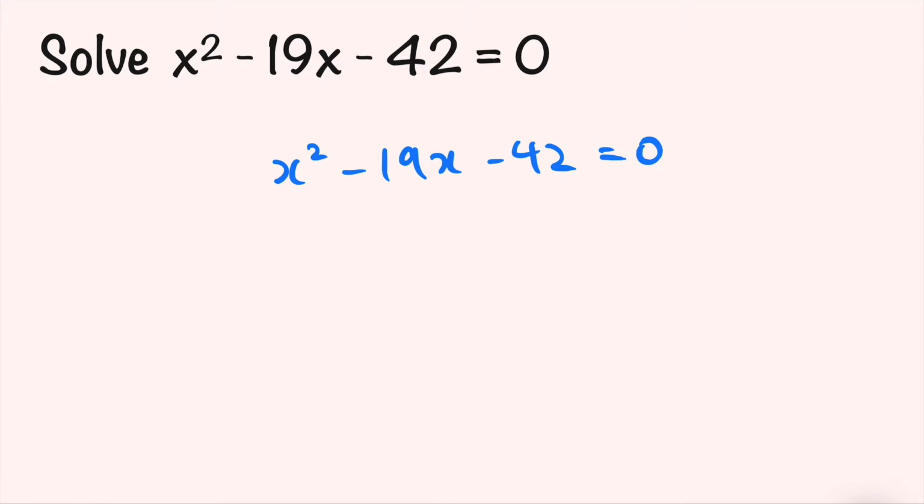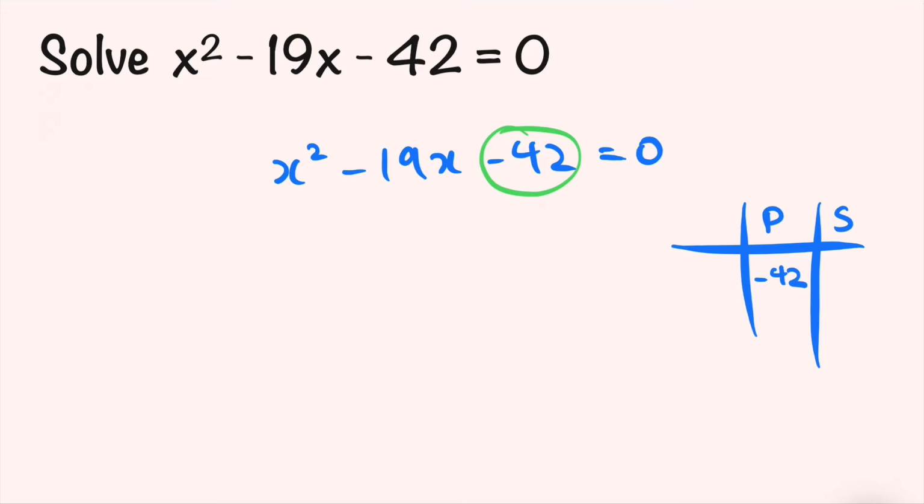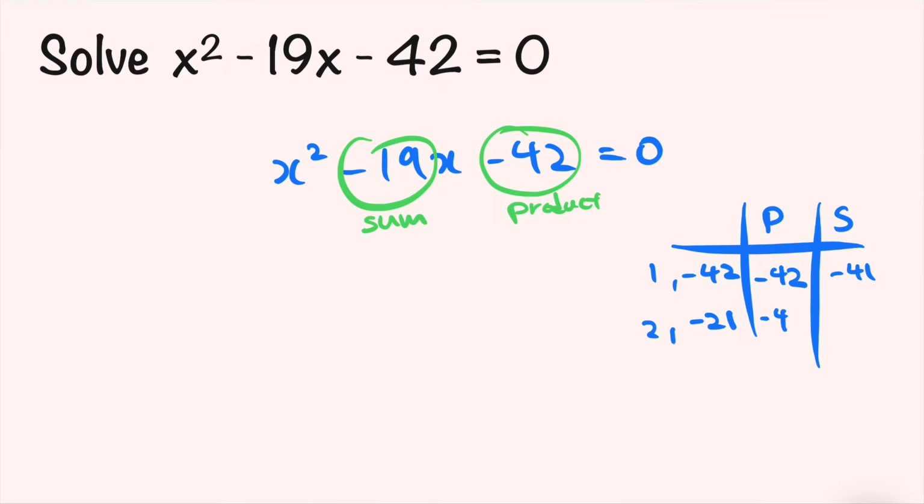So we're going to find two numbers whose product is equal to negative 42 and the sum has to be negative 19. This is the number for our product and that is the number for our sum. What are the two numbers whose product is negative 42? Well, first numbers that I can think of are 1 and negative 42, but their sum is negative 41. So let's try a different number. I can try 2 and negative 21 because their product is negative 42. And when you add them, their sum is equal to negative 19. Exactly what we're looking for.